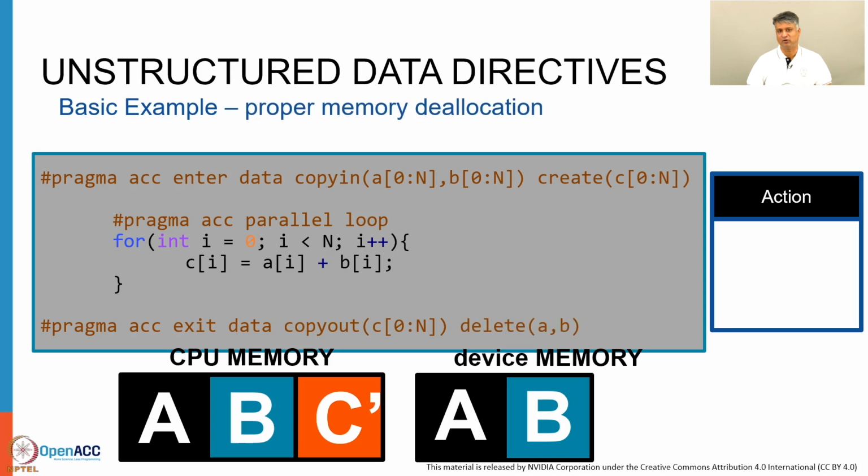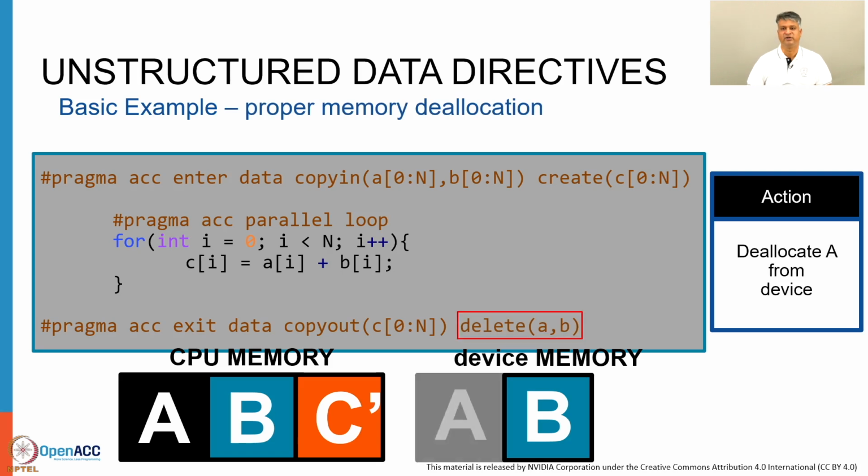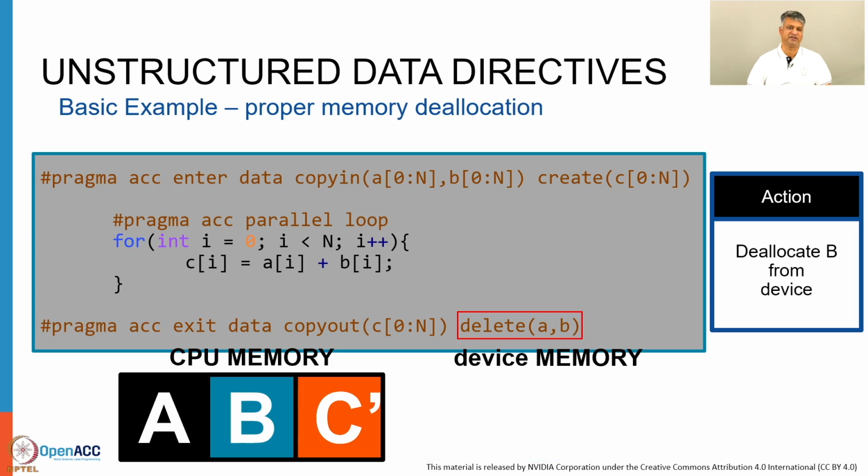This is an example of poor memory deallocation, because while you have finished the code, you still have A and B in the device memory, and the device memory is being consumed. So to do proper memory deallocation, you have to delete A and B from the memory. So I have to add another clause, delete(A, B), so that we deallocate A from the device and we deallocate B from the device.